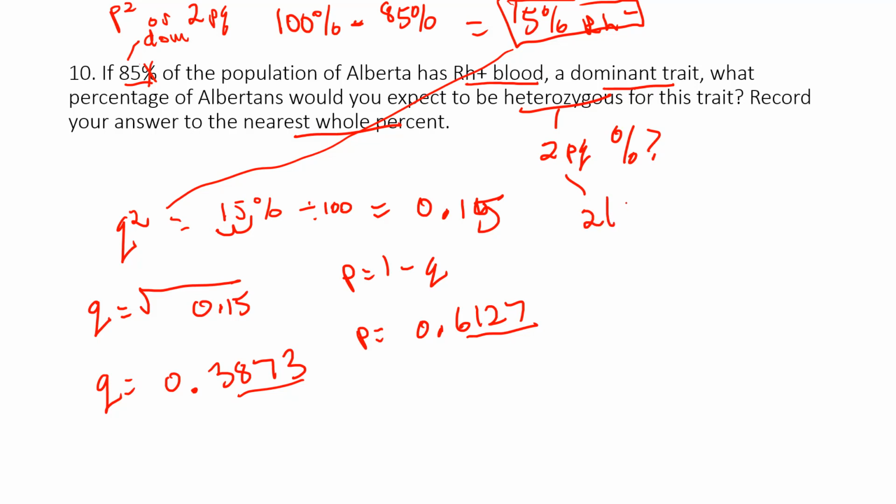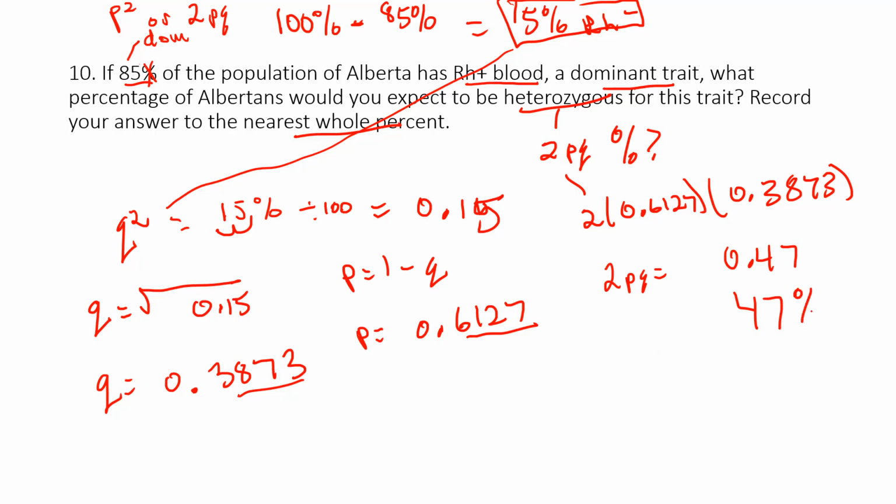2 times 0.6127, which is our P value, multiply our Q value, which is 0.3873. And when we do that, we get 2PQ, heterozygous, going to be 0.47. They want it in percentage, so we're going to change that to 47% of the population is going to be heterozygous, meaning 2PQ.